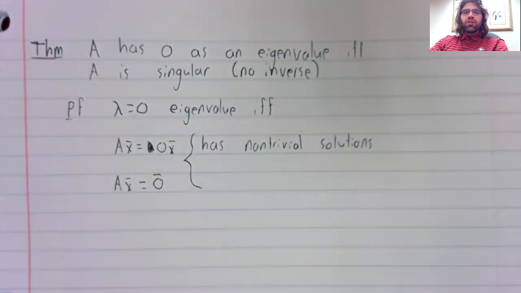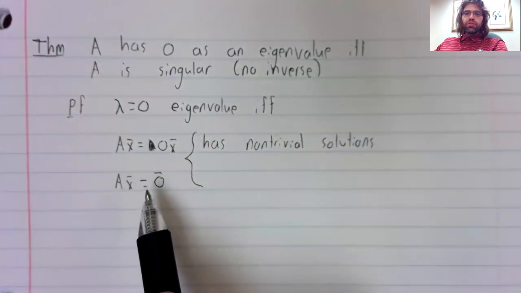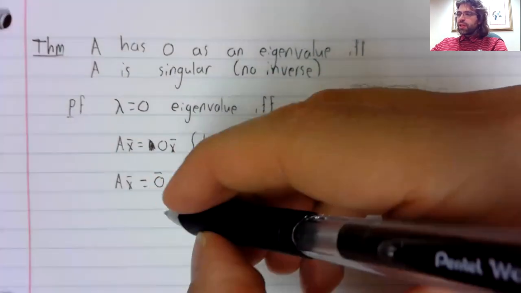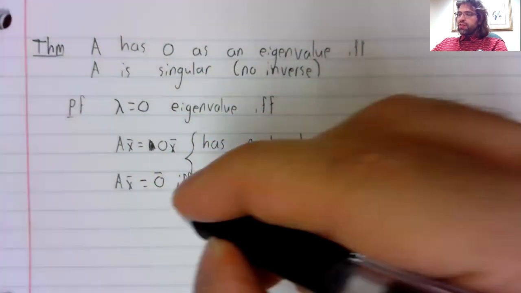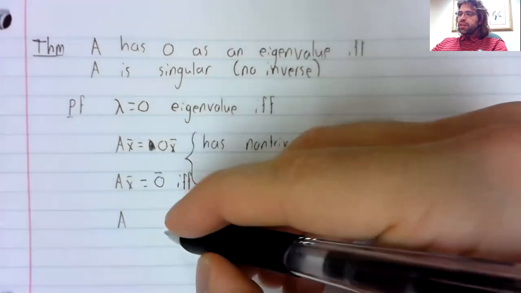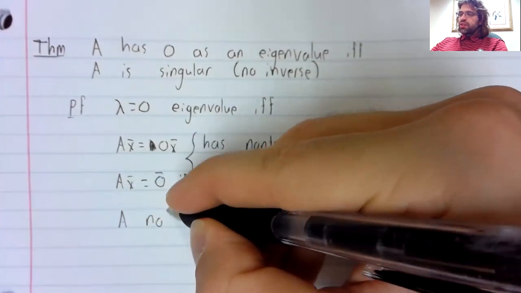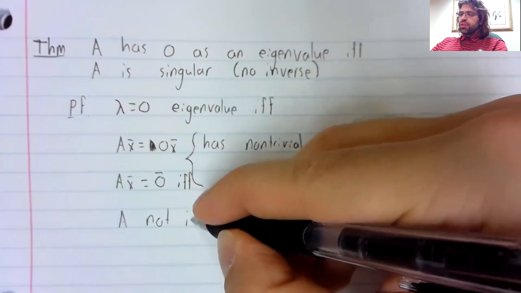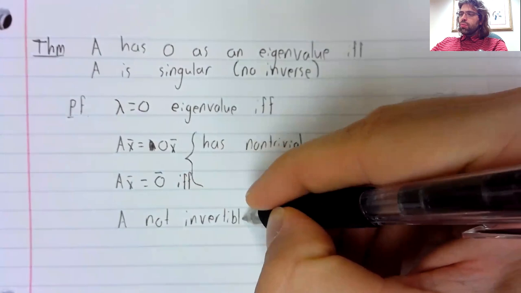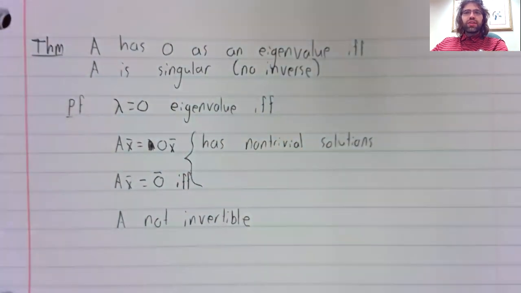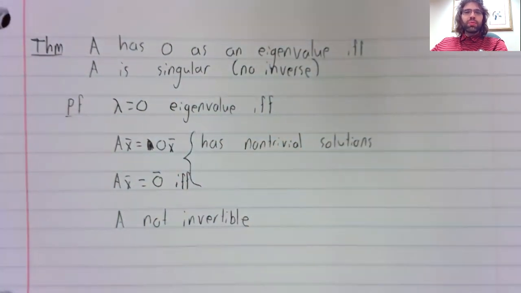and AX equals 0 has non-trivial solutions if and only if A is not invertible. This via the invertible matrix theorem.